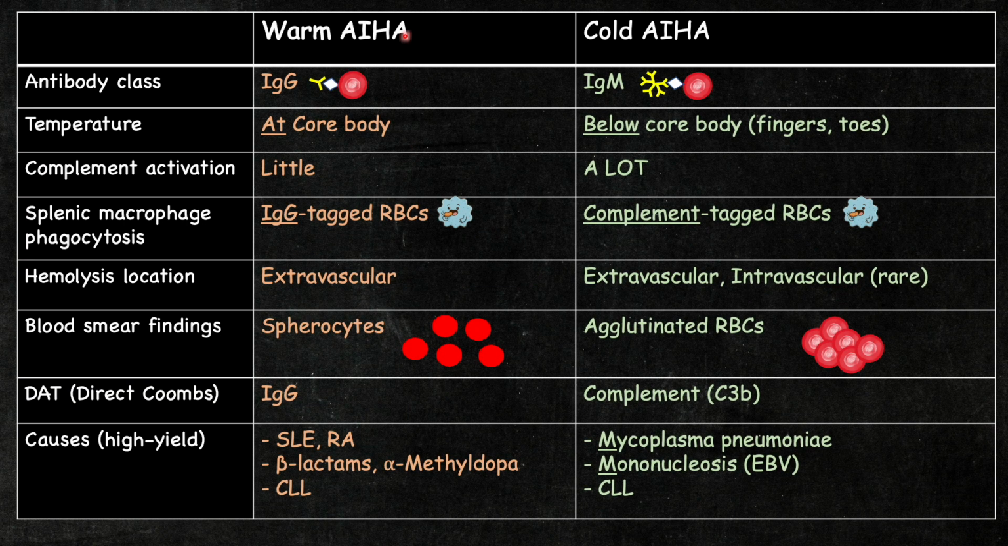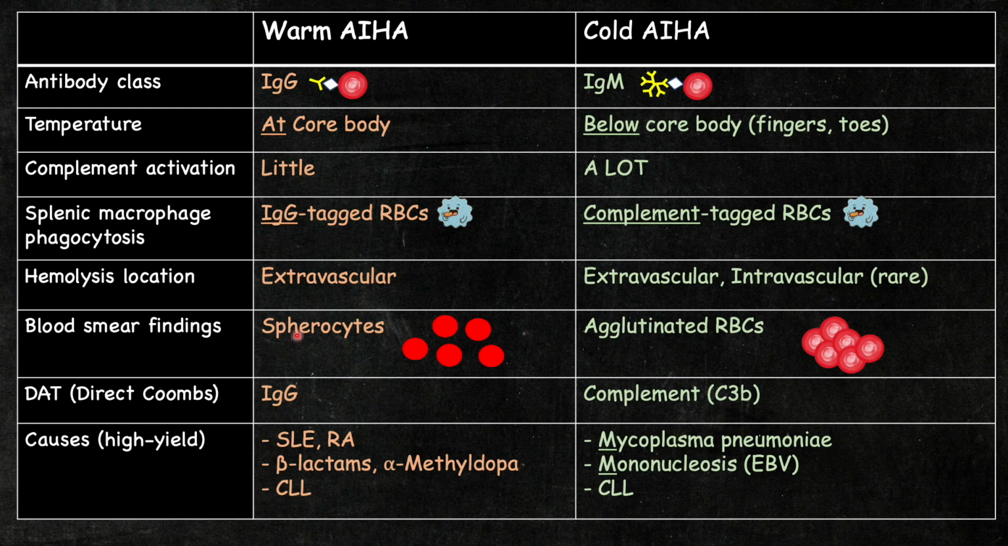Okay, so let's do a quick summary of everything we just learned. In warm AIHA, the antibody class is IgG that binds the red blood cells. The temperature where this is binding is at core body temperature, which is warm. There's only a little bit of complement activation. The main cause of hemolysis is splenic macrophages phagocytosing those IgG tagged red blood cells. So the hemolysis location is extravascular, mainly happening in the spleen.